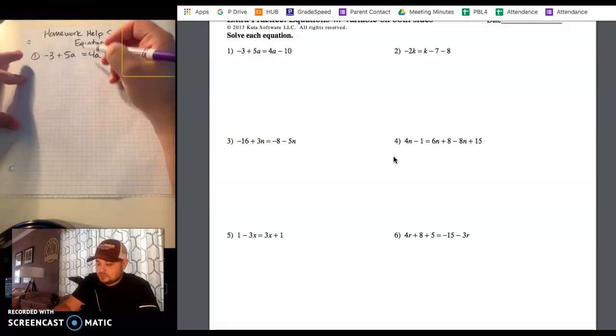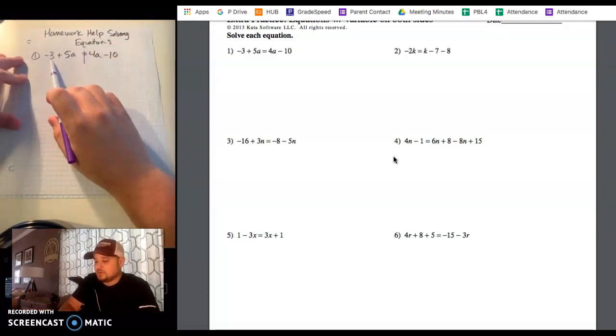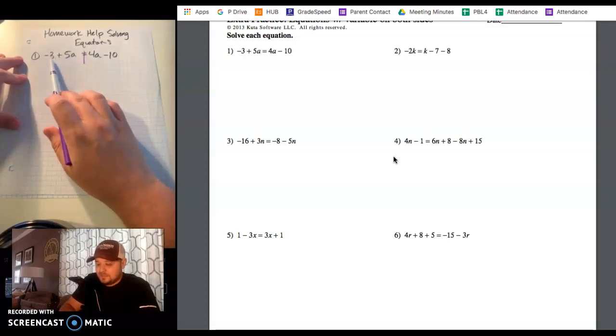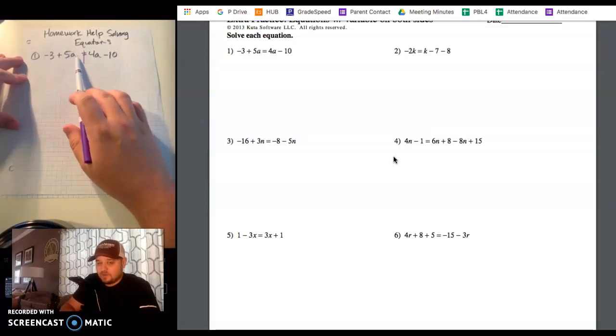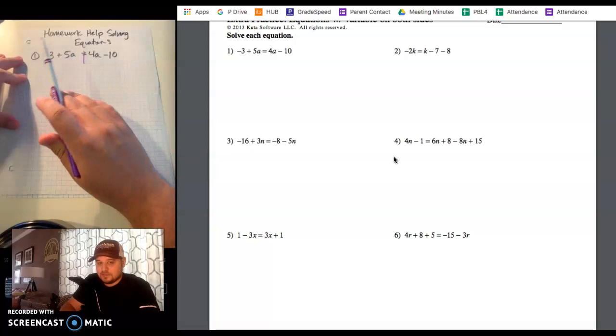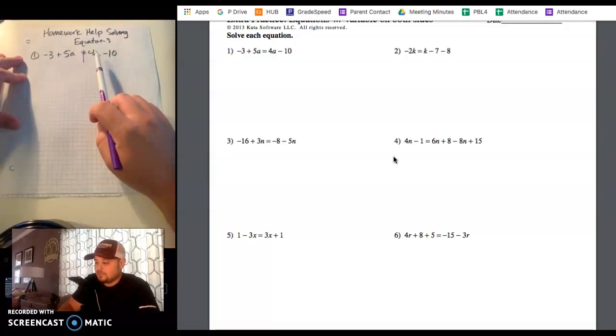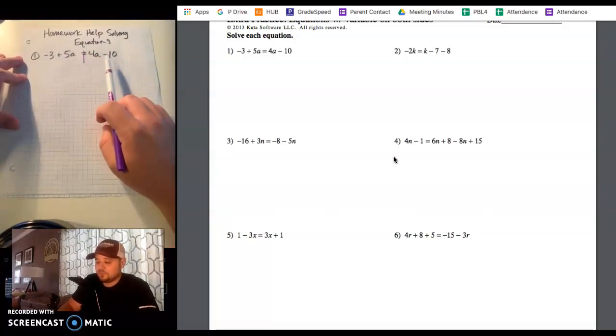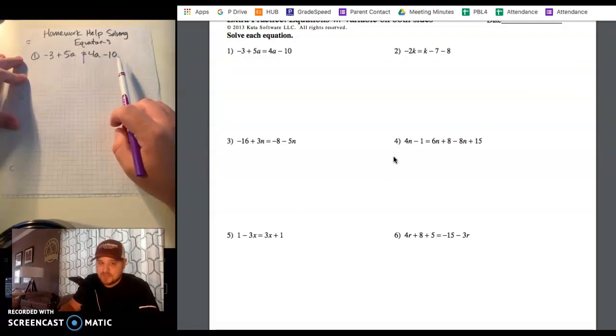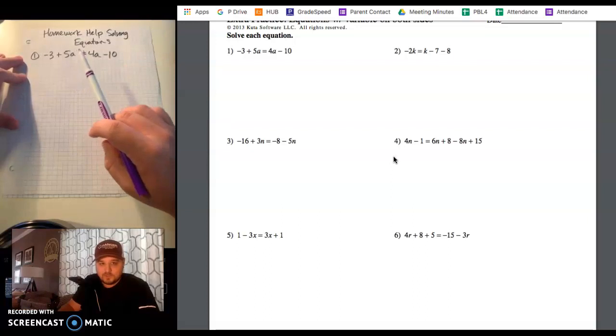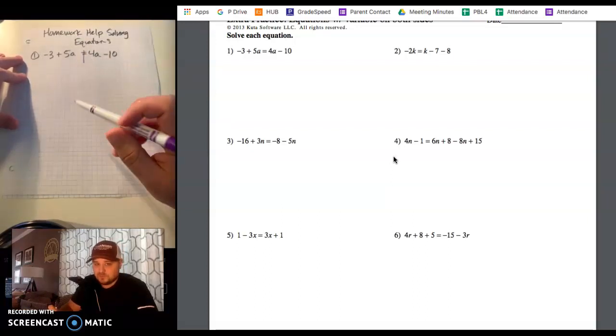So I'm going to look at each side of the equal sign and ask, is there anything I can put together? This is a number, this is a variable, so I cannot put those 2 terms together. And these 2 are different types of terms, not like terms. This one has a's, this one does not. I can't put those together. So that means I'm moving on to step 3.